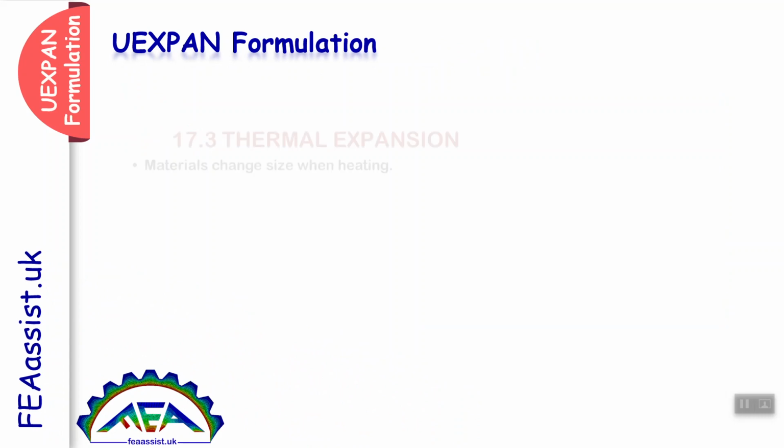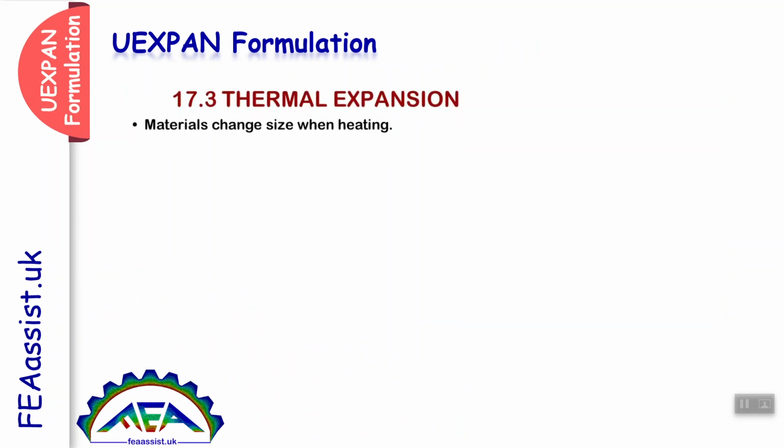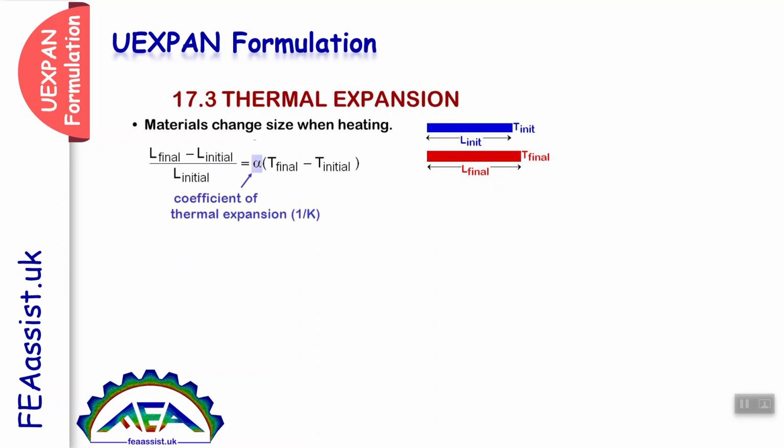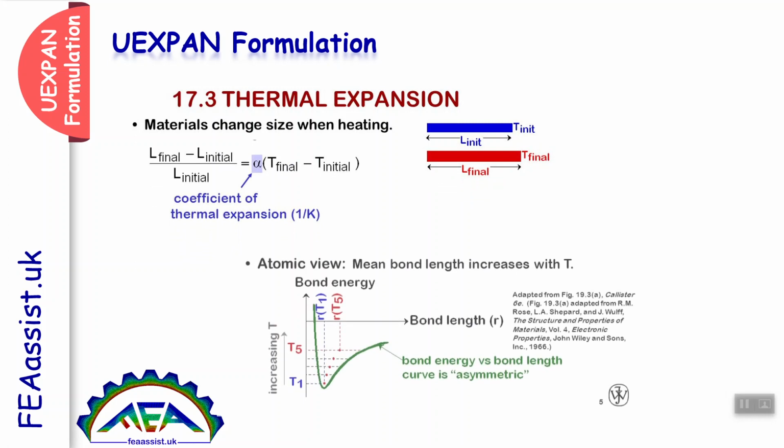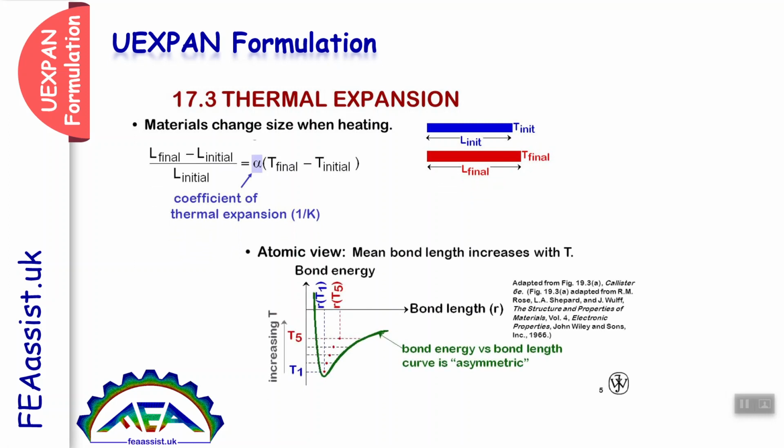UEXPAND formulation. Materials change size when heating. If you increase the temperature of a sample, the length of the sample will increase. How much? It depends on the coefficient of thermal expansion. Why? If you look at the atomic view, you will find that the distance between atoms increases by heating. This is the reason for thermal expansion.